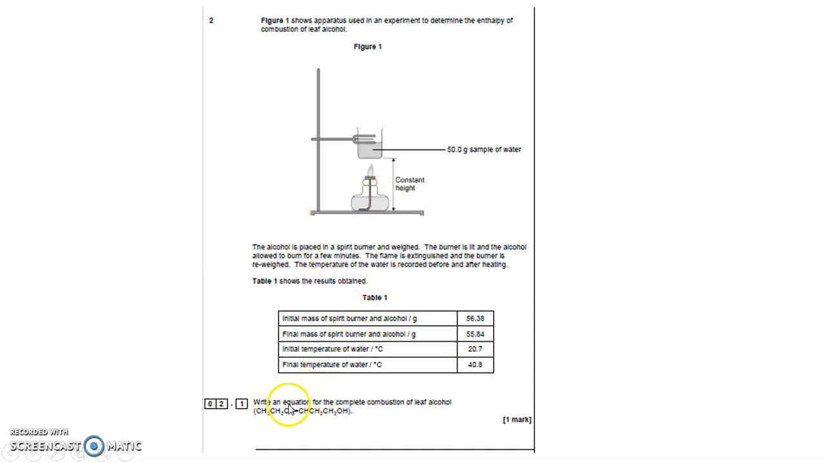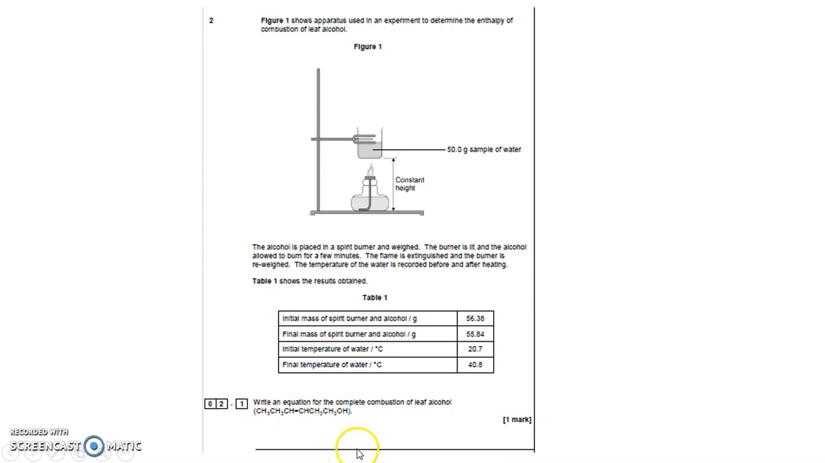First of all, however, it's asking to write an equation for the complete combustion of leaf alcohol. So it's given me the formula again of the leaf alcohol. So what's it got? It's got 6 C's, it's got 12 H's and an O. So I've got C6H12O, or you could put C6H11OH at the end if you wanted to.